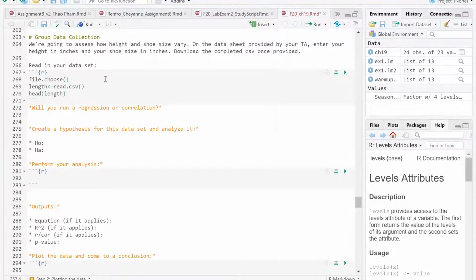But yeah. Okay, so we're going to do a little bit of group data collection. This one will be super fast because you don't actually have to measure anything. You just have to do a couple of conversions. So we're going to see how height and shoe size vary. So I'm going to give you a Google sheet where you're going to enter your height in inches and your shoe size in inches. And we're going to check out the data with that. So let me get that together.